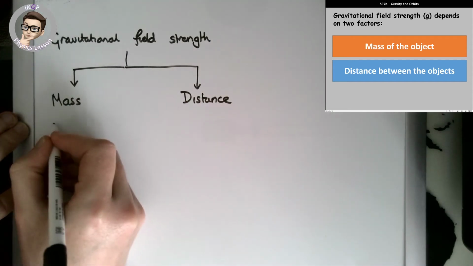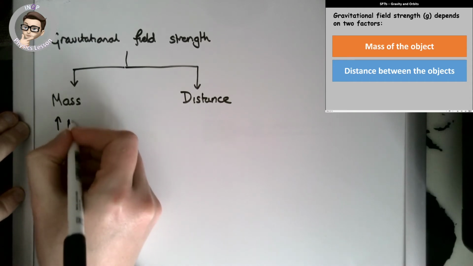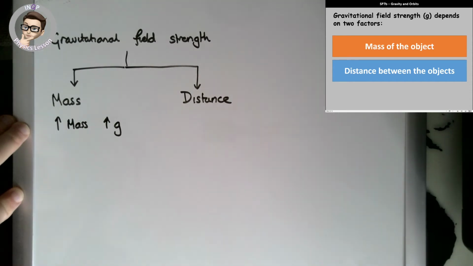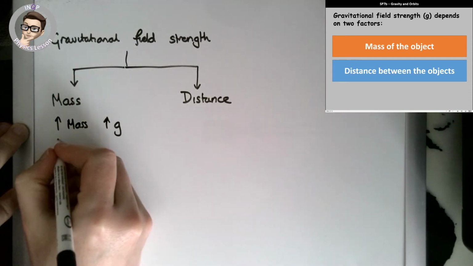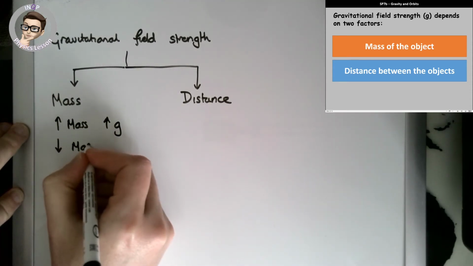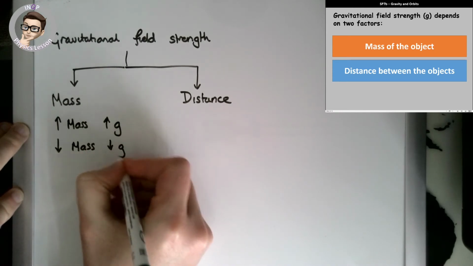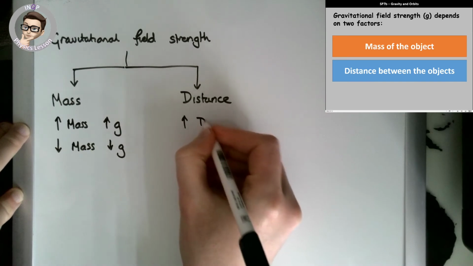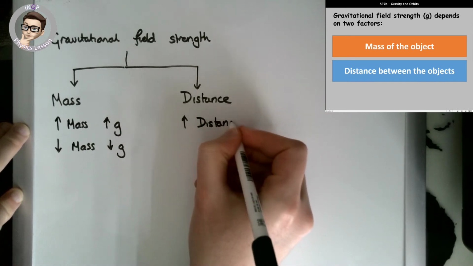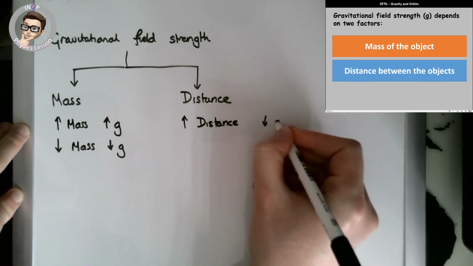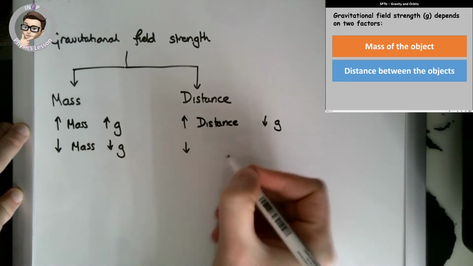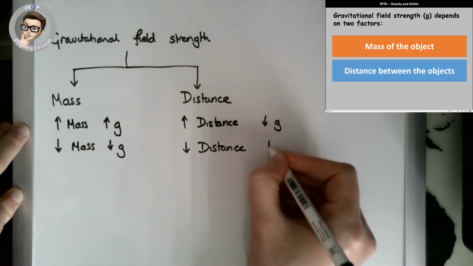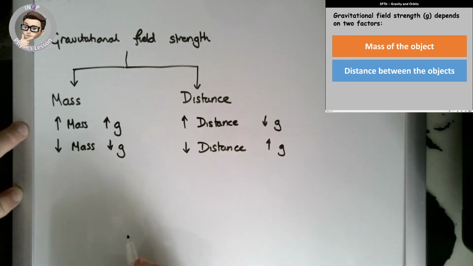So a big mass will lead to a big gravitational field strength. A small mass will lead to a small gravitational field strength. And a big distance, so if we're increasing the distance between two objects, it will lead to a small gravitational field strength, and a small distance will lead to a large gravitational field strength.